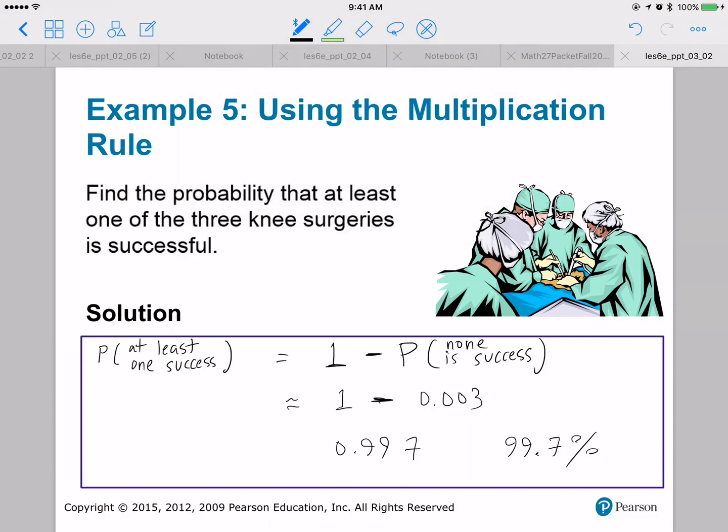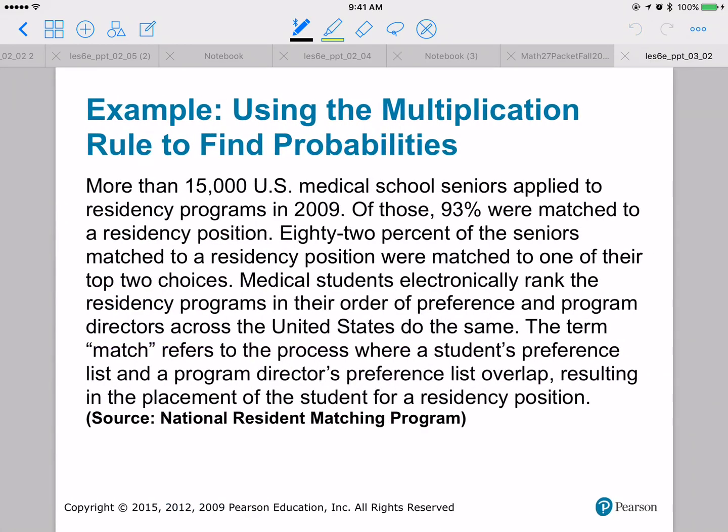This is equal to 99.7%. Okay. Now, we've got this question here, and I'm going to please pause it and read it because I'm now going to go to the next question.